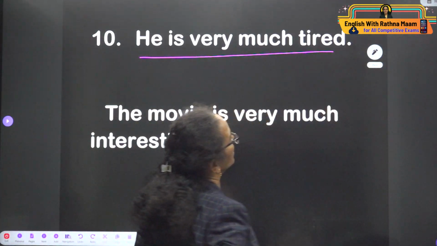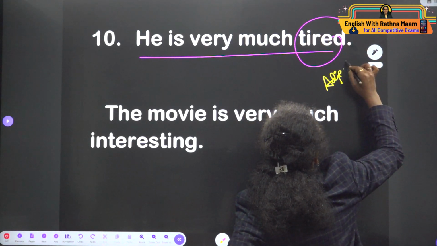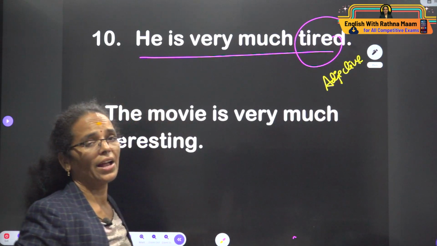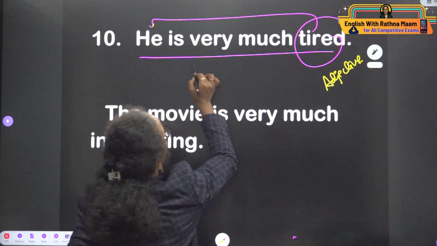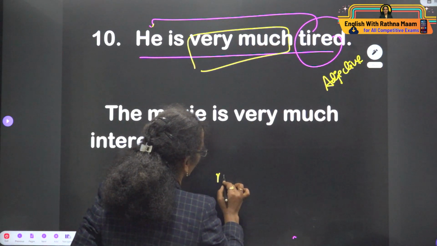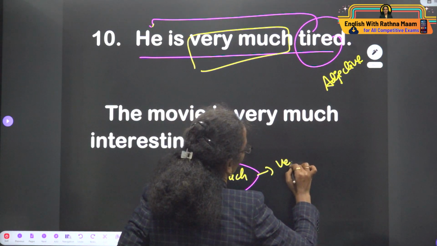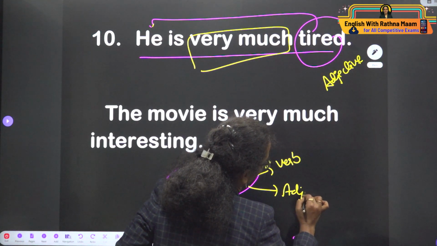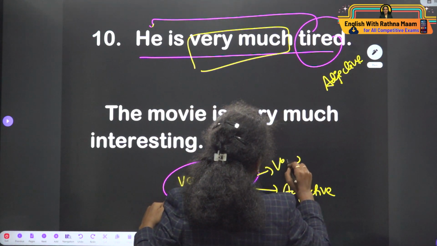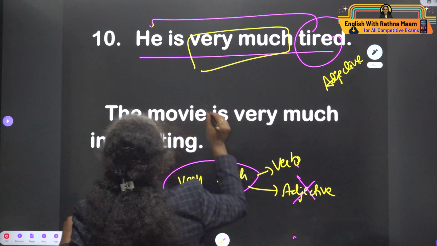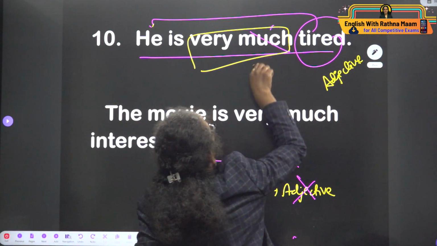He is very much tired. Here tired is an adjective. Who is tired? He is tired. So it is an adjective. Right? So very much should not be followed with an adjective. Very much should be used with the verb, not with an adjective. So he is very much tired is the incorrect one. He is very tired is the correct one.